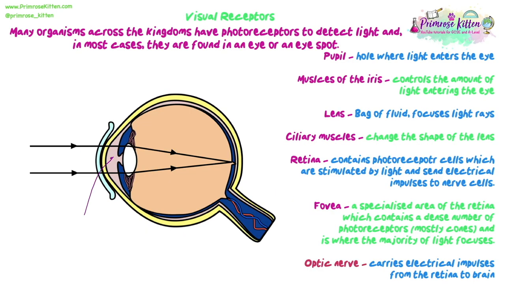Okay, so today we're going to look at visual receptors. So many organisms across the kingdoms have photoreceptors to detect light, and in most cases they're found in some sort of eye or an eye spot. So we're going to look at the human eye.